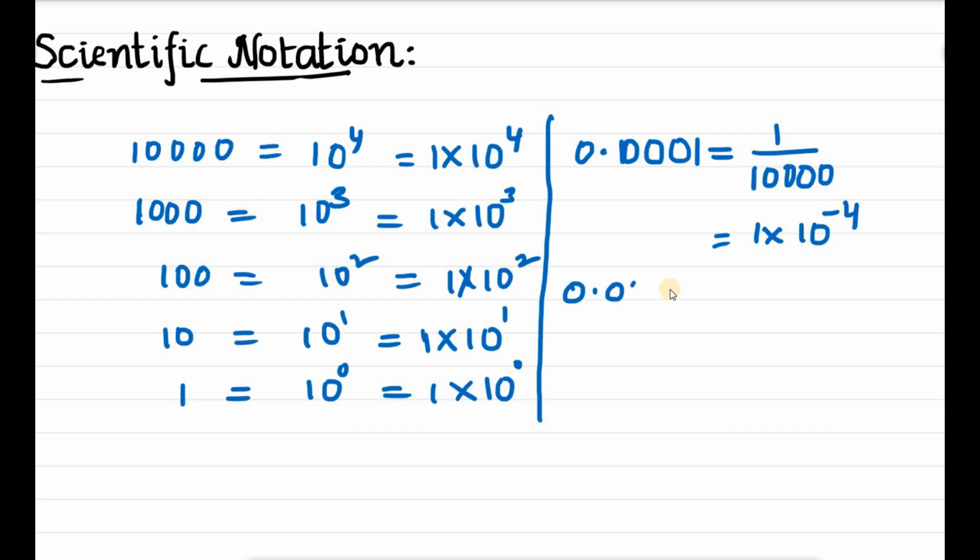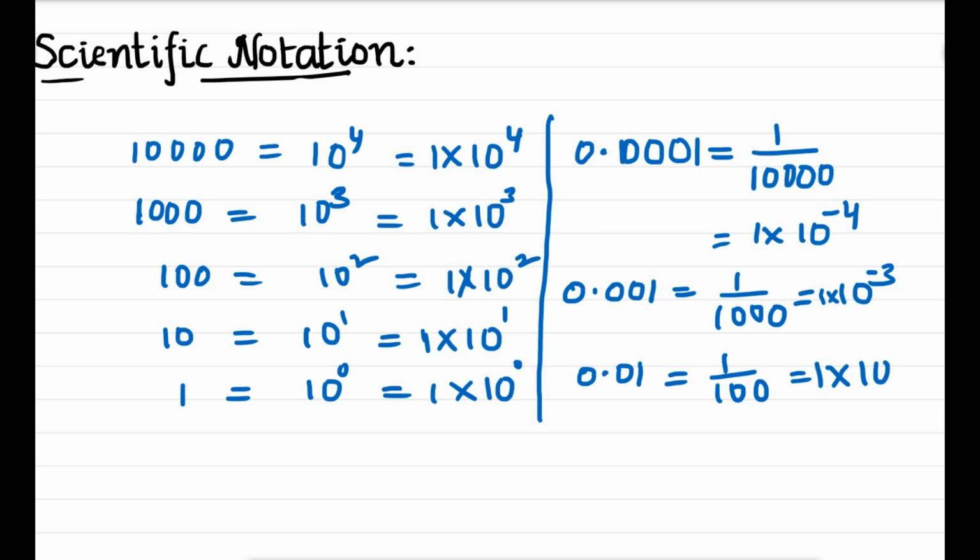Likewise, if I write 0.001, this can be written as 1 by 1000, and this can be written as 1 into 10 to the power of minus 3. If I give 0.01, this can be written as 1 by 100, and we can write it as 1 into 10 to the power of minus 2. If I give 0.1, we can write it as 1 by 10, and we can write it as 1 into 10 to the power of minus 1. So this is how we can use scientific notation.